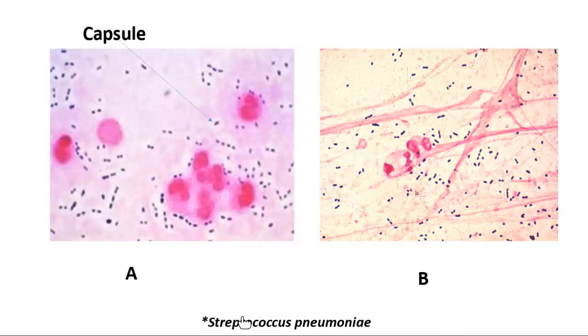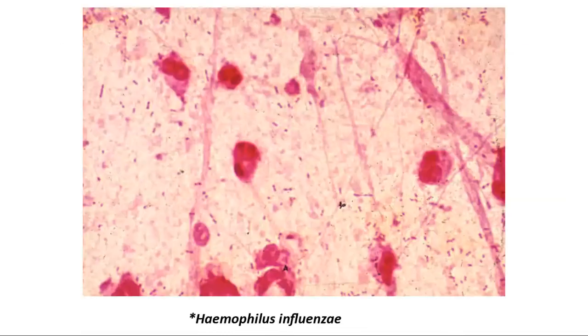Okay, so after Streptococcus pneumoniae, now the other is Haemophilus influenzae. As we say, Haemophilus influenzae is pleomorphic, pleomorphic rods. They are all gram negative and they appear in different shapes, so they are called pleomorphic. Pleomorphic means more than one shape.